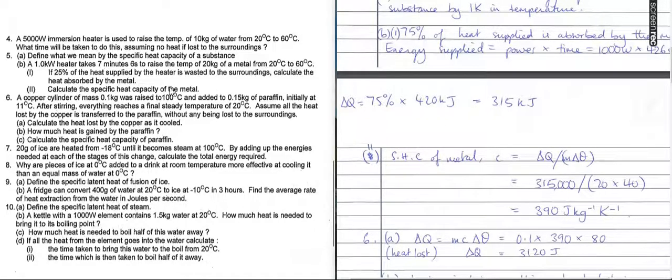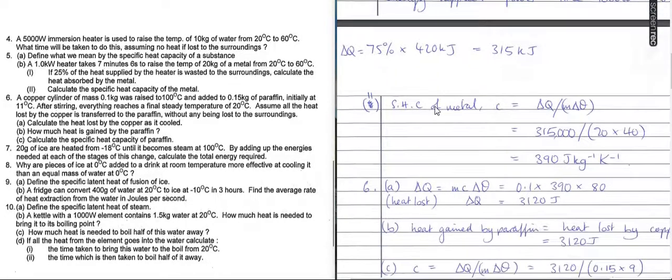Part 2, calculate the specific heat capacity of the metal. So specific heat capacity is found by rearranging the formula, delta Q divided by m delta theta, so that's the formula we're going to use. Delta Q in this case is the energy that's being absorbed by the metal, because we're not interested in the other 25%. The other 25% has disappeared to the surroundings and is not being used to heat up the metal. So in our calculation, we don't have to consider that.